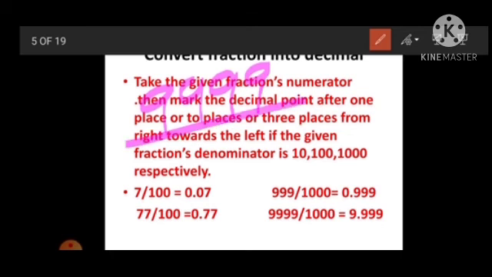Now, next example, 9999 by 1000. Okay. How many zeros in 1000? 3. In the numerator we come from the right-hand side, 1, 2, 3. After 3 digits we put a point. So, 9999 by 1000 equals 9.999. Okay.